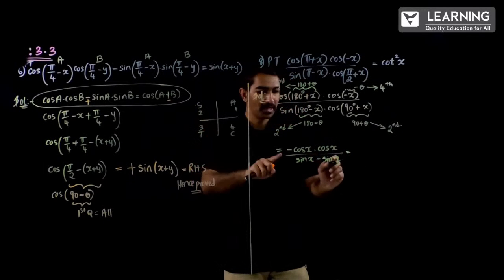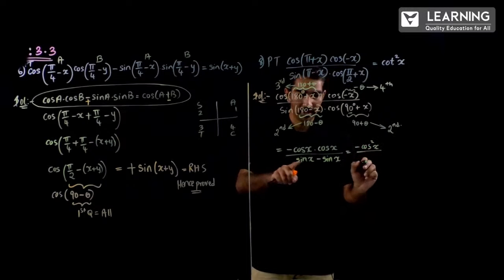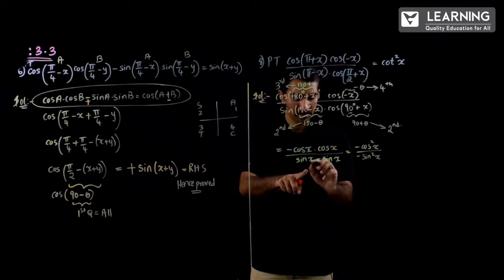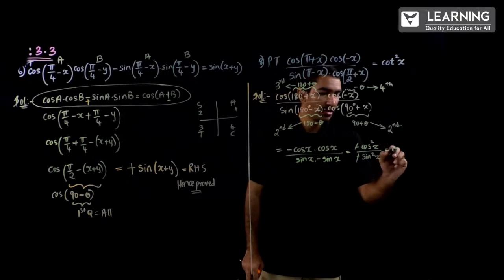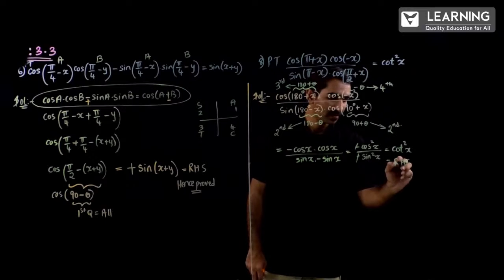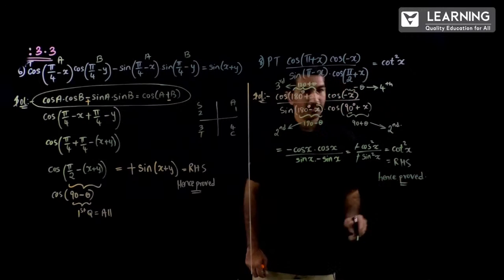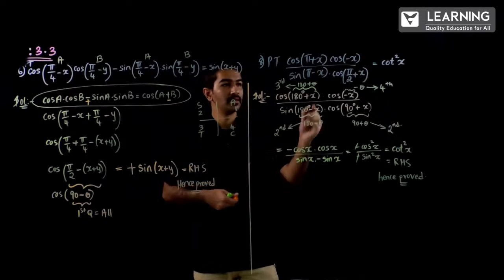So what do we have in the numerator now? Minus cos square x divided by minus sine square x. So there is a into symbol here, dot. Okay. So minus and minus will get cancelled. So cos by sine is cot square x, which is equal to RHS. Hence proved. So in this particular problem, what is very important? You see this here. These things.